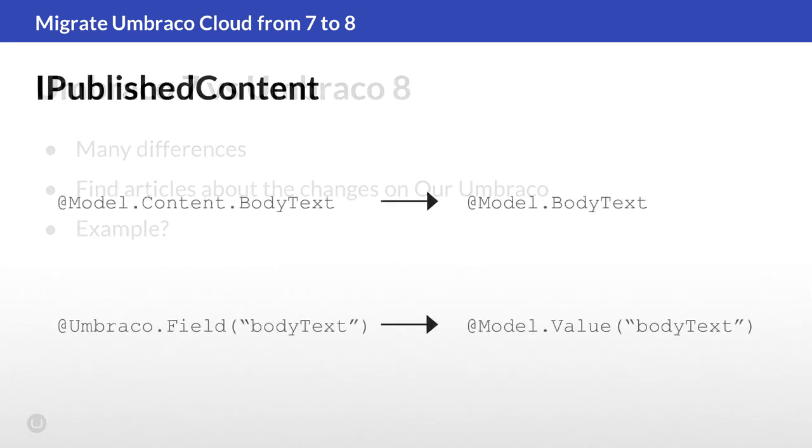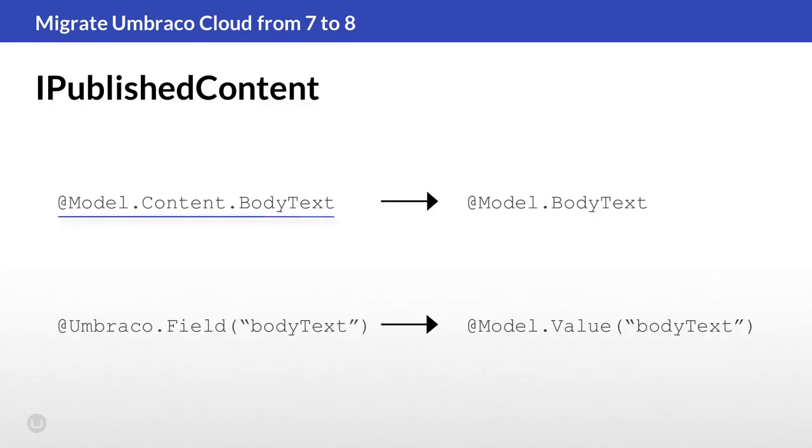Alright, here we go. One of the differences between Umbraco 7 and Umbraco 8 is how published content is rendered through template files. Because of this, you will need to go through all your template files and make changes. In your Umbraco 7 project, if you have a property called bodytext, you might have used something like this: model.content.bodytext. In Umbraco 8, syntax has changed a bit. Instead, for the same bodytext property, you'll need to write model.bodytext.